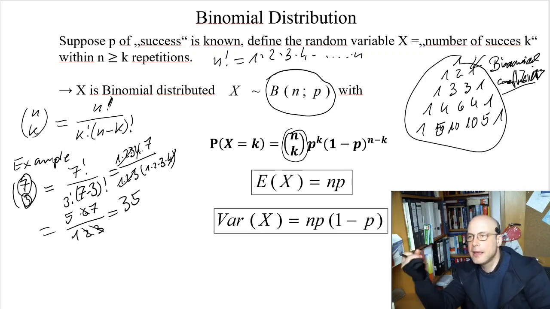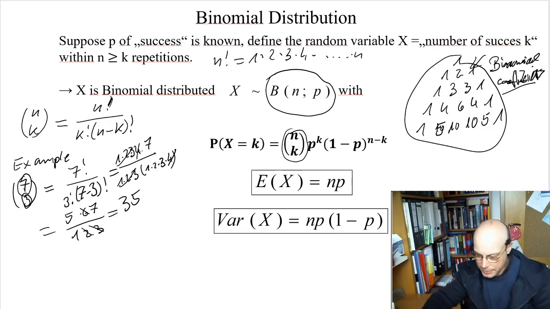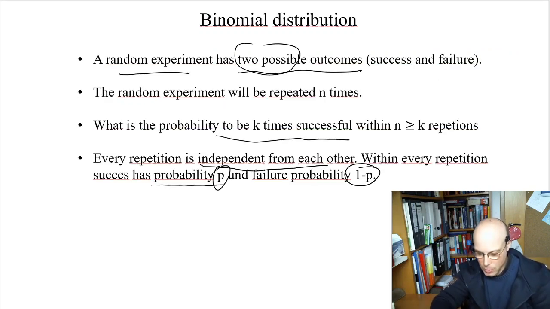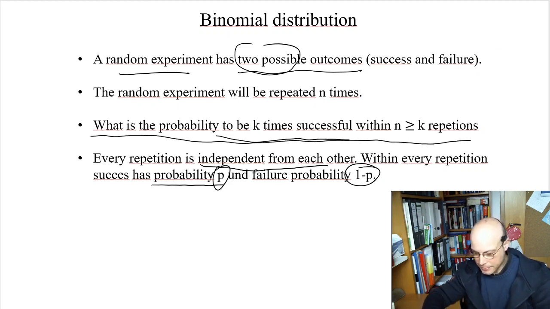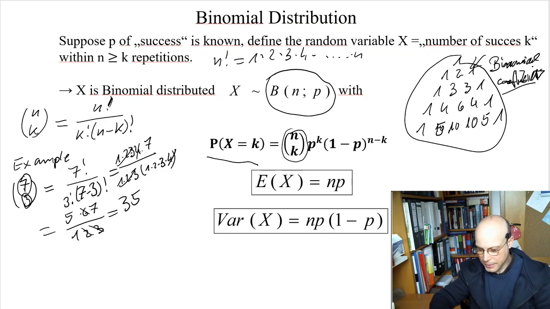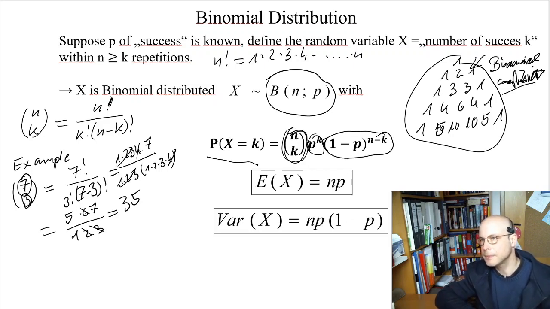Okay, but if we take all this together, then we can show that the probability we ask for in the binomial distribution, what is the probability to be k times successful within n repetitions, can be calculated by n over k times the probability to be successful to the power k times the probability to be not successful to the power n minus k. And we can also show that the expected value is just n times the probability to be successful, and the variance is n times the probability to be successful times the probability to be not successful.